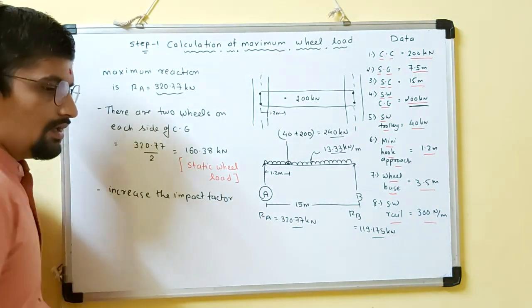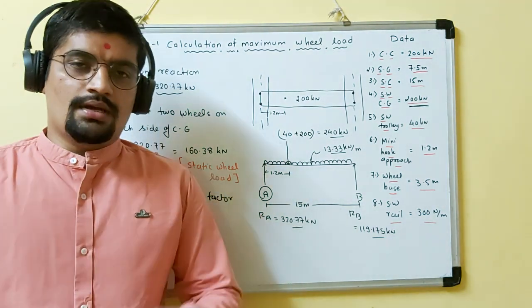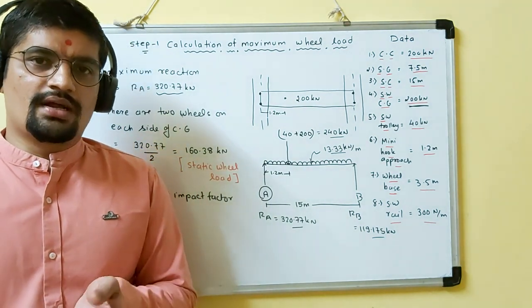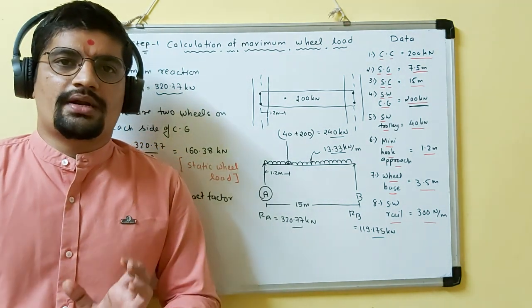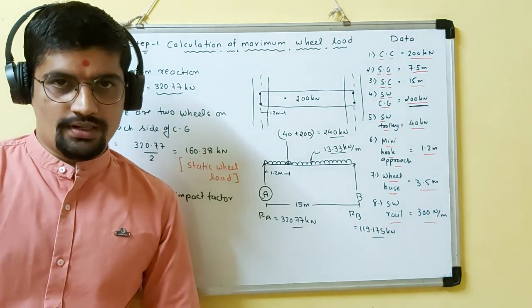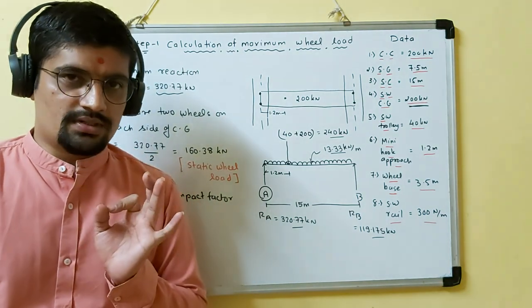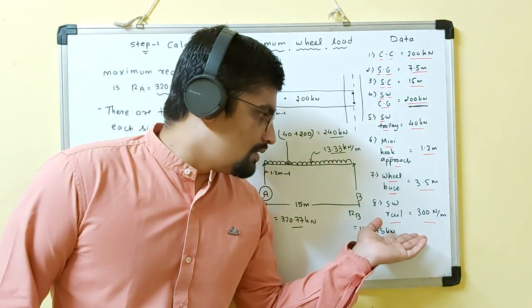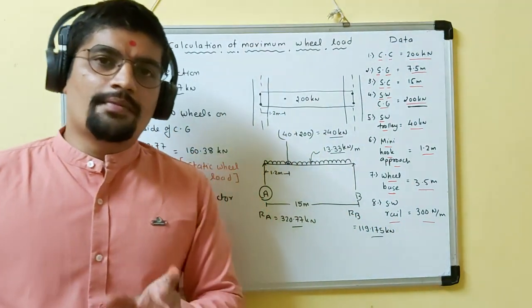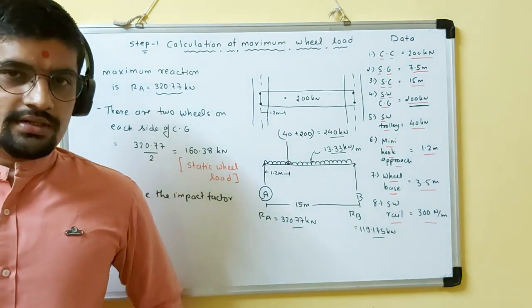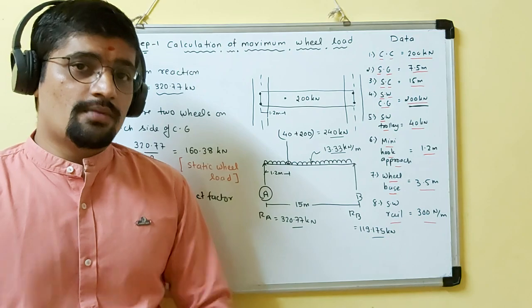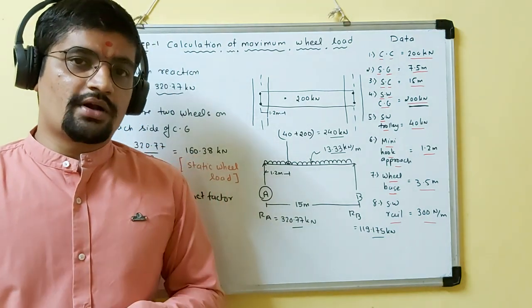Now, the impact factor for a manually operated crane was 10% and for an electrically operated crane it was 25%. We need to increase by 25%. Now, we haven't said which type of crane you are going to consider. So how will we decide whether we are using a hand operated crane or an electrically operated crane?